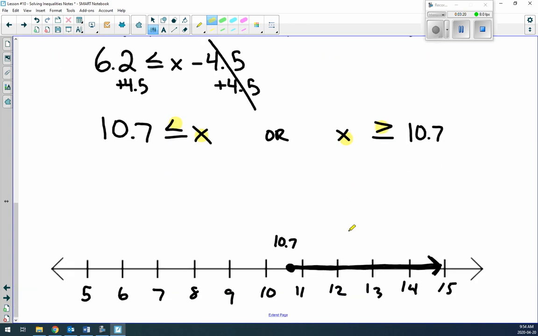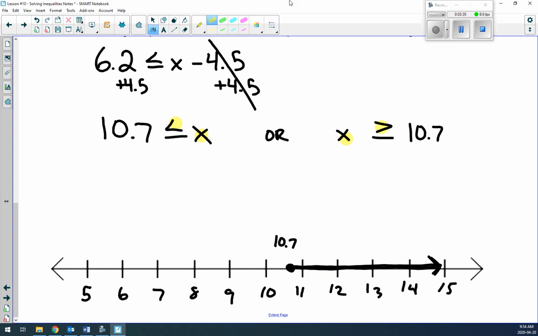And then you can put it on a number line. So you can have your number line, you set it, not always to 0 in the center. You can set your number line to any scale as long as you're consistent. If you go up by 1s, go up by 1s. If you go up by 2s, go up by 2s. So 10.7, we put a closed circle there and everything to the right of it.